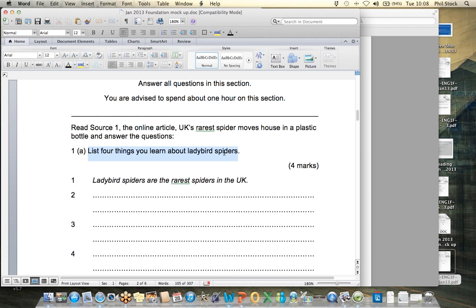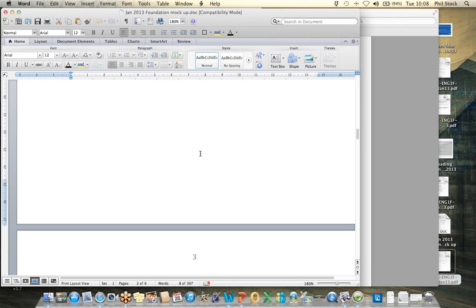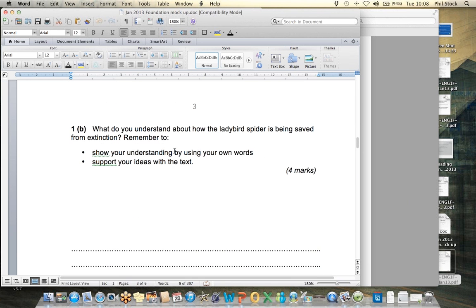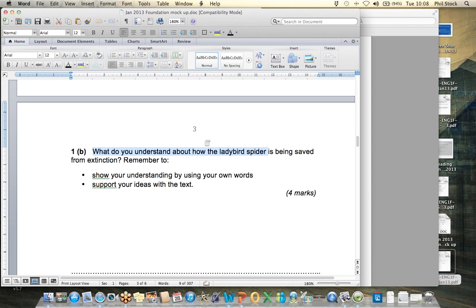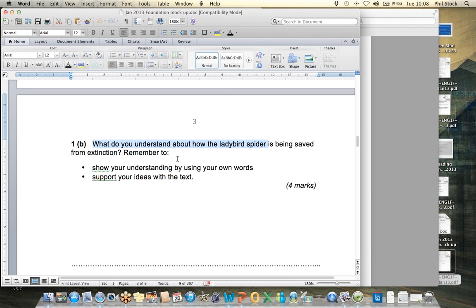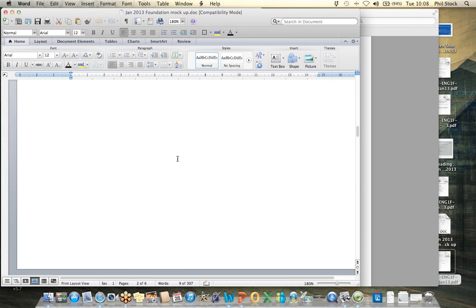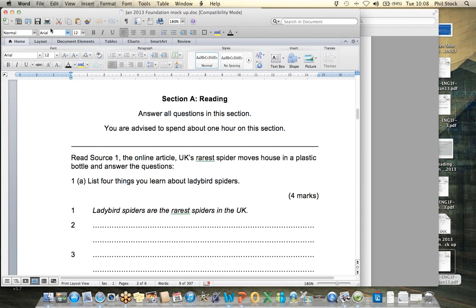And you can see here, you're looking to find 4 things that you learn about ladybird spiders. And obviously 1B also applies to question 1. So here we're being asked to identify what we understand about how the ladybird spider is being saved. Right, so 2 things, 2 distinct things. One is what we learn about the spiders themselves, and 2, what do we understand about how the ladybird spider is being saved? So that's in the back of our mind.